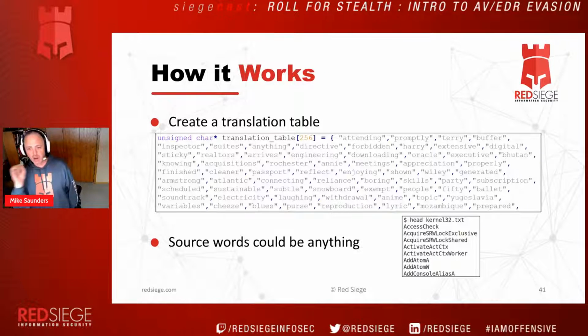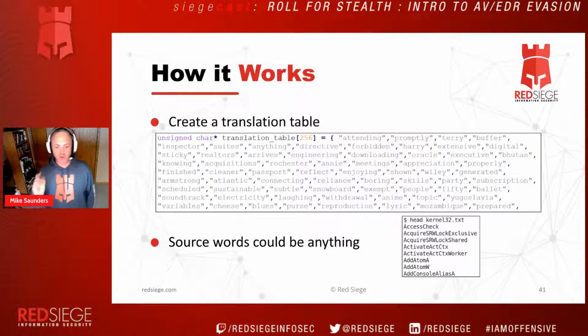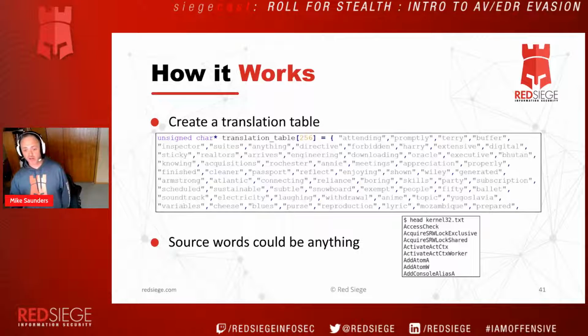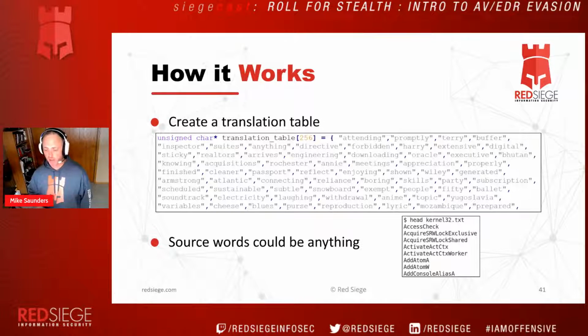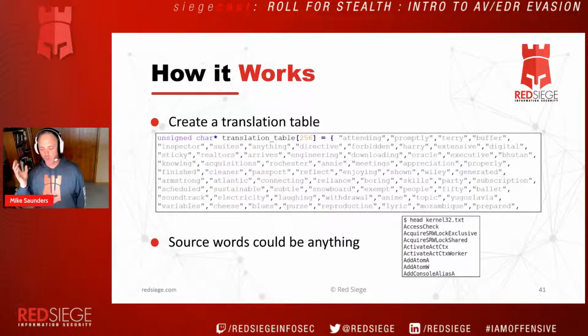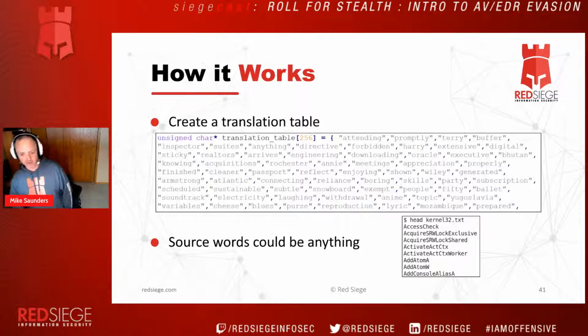Now, I've used an English dictionary, but the source words could be anything. The source words could be the strings from kernel32. The source words could be strings from a Chinese dictionary if you're trying to emulate some type of APT and really set off some alarms. A lot of different things you could do. You just need to have 256 unique values, and the dictionary you're selecting from, the words need to be valid string literals in C.